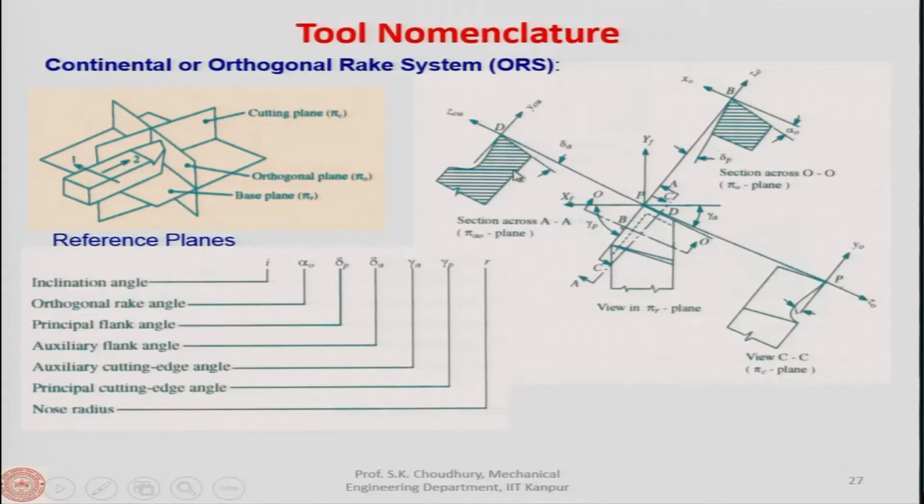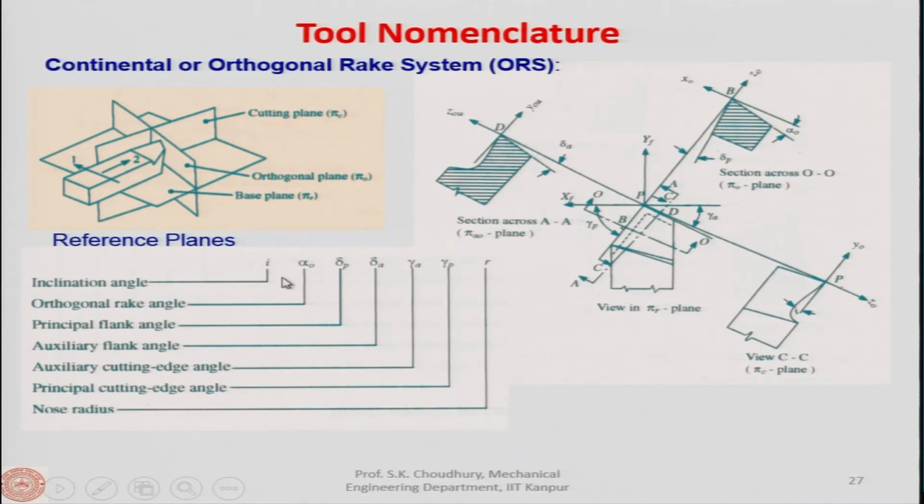Now, we again have three sets of angles: one set of rake angles, one here and one here; one set of flank angles; and one set of cutting edge angles. Here again, this is the principal cutting edge and this is the auxiliary cutting edge, which remain the same in ASA or in ORS. This is called the cutting edge angle, and this is the tool nose radius. Now, all these angles are given in a particular sequence, as in the case of the ASA coordinate system, and the sequence is the following.